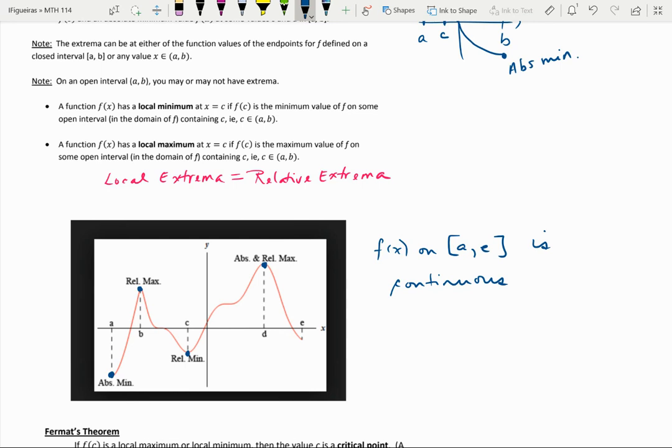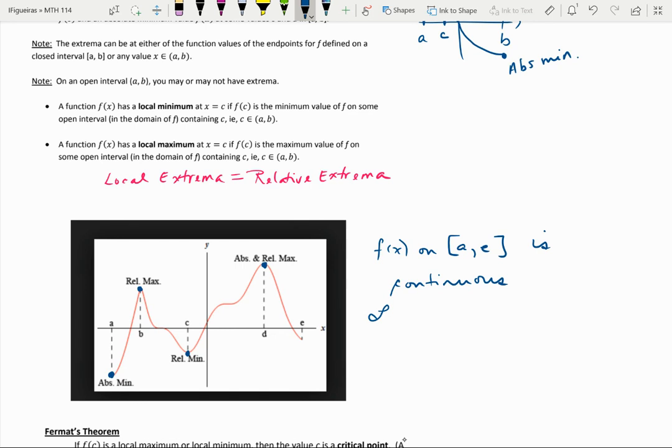And then finally, we stop at E, and E is none of the extreme values that I talked about. It is not an absolute max or min because there are larger and smaller values than that, and you cannot have a local extrema at an endpoint.